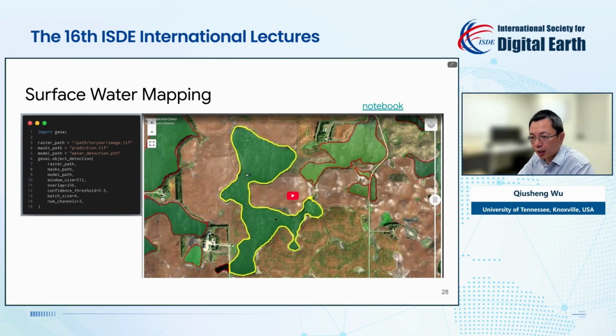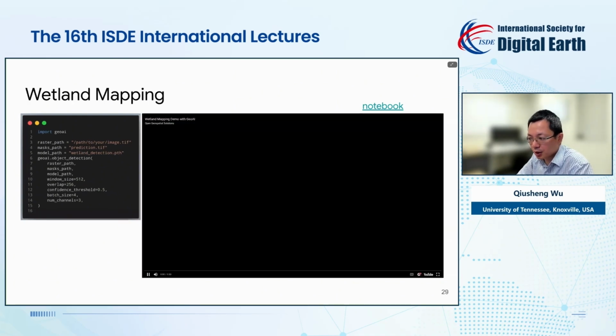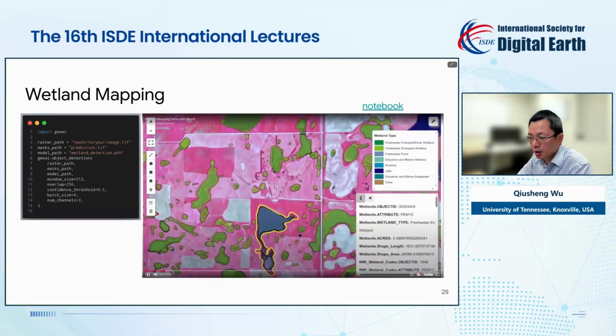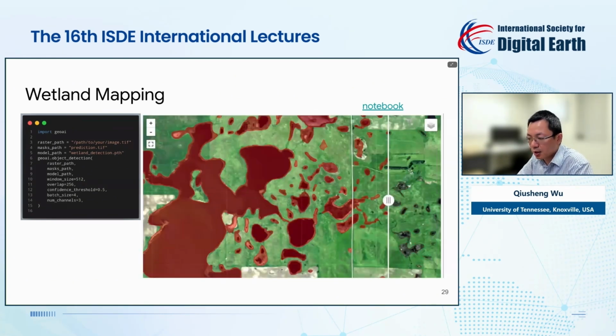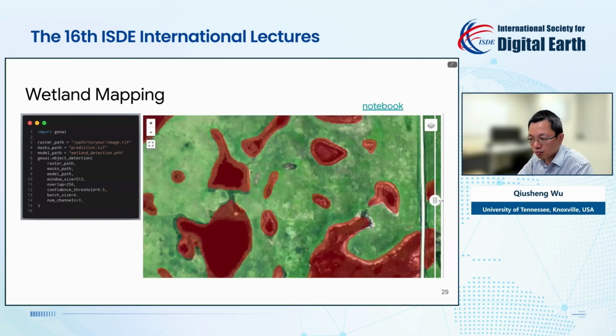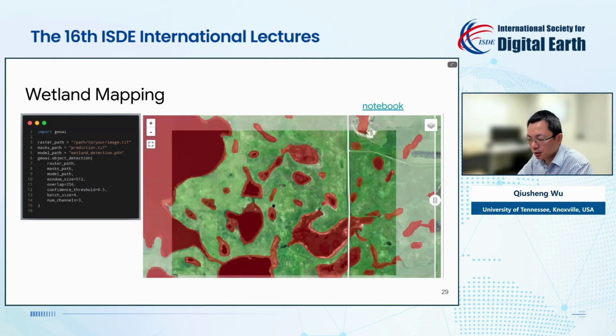Also, you can do wetland mapping. So, for example, I use the National Wetlands Inventory here in the US, and those data were just delineated in the 1980s. They have not been updated for decades. So I can just use those not-so-good training data. I train the model, and I can delineate the wetlands pretty nicely.